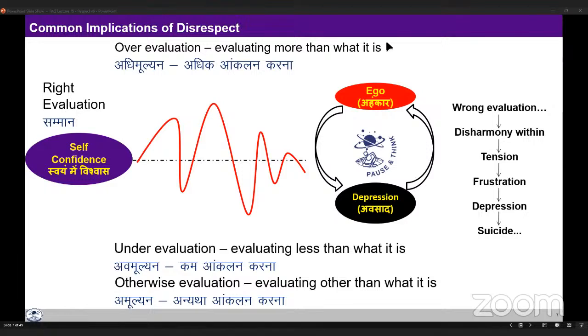So I don't go into ego and depression, but maybe if I see that there has to be some correction, I'll look into that also. But I'll not go into depression or ego. So I evaluate. I am self-confident. The right evaluation.